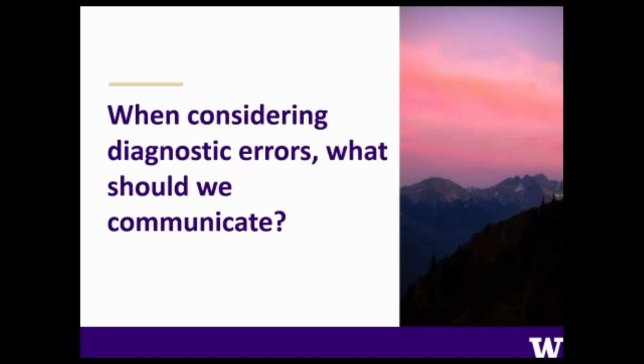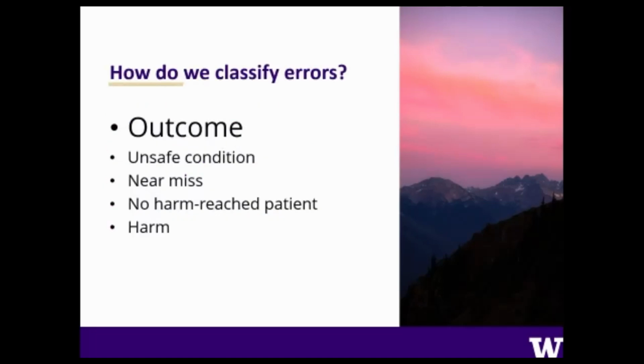So when considering diagnostic errors, what should we communicate? And we've been talking a lot about errors, and I think part of the trouble is what is classified as an error, and that we don't talk about that very much in terms of what we think of as an error and what other people do. So I thought I'd just go through some of this. Pathologists and laboratorians think about this probably more than most people. And one way that we classify it is according to outcome. So what happened to the patient because of the adverse event? Was it just an unsafe condition or a near miss that didn't reach the patient, or was there actually harm?